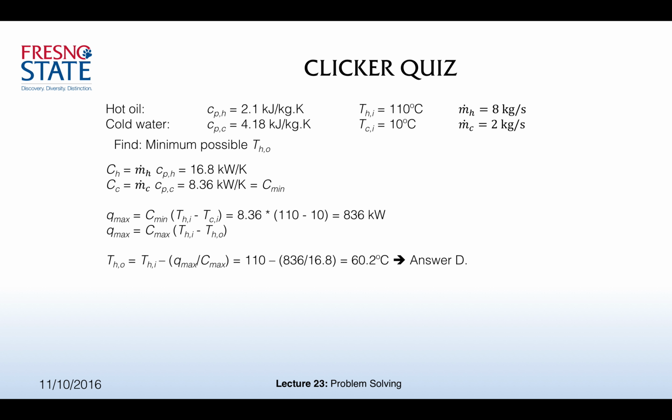For the cold fluid, I do the same thing. C cold is going to be m dot C times Cp cold. I have 2 kilograms per second multiplied by 4.18 kilojoules per kilogram Kelvin. That would give us 8.36 kilowatts per Kelvin. And compared to the other one of 16.8, that would be less. So that would be the minimum of the two, and C cold becomes C minimum.